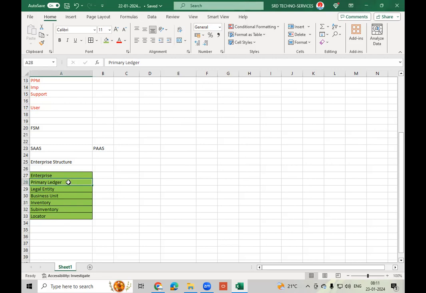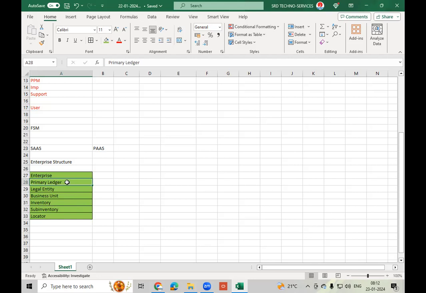Okay, so that is the locator actually. Now I hope you will not have any confusion on this legal entity, business unit, inventory, sub-inventory, locator. So this is actually a financial setup.